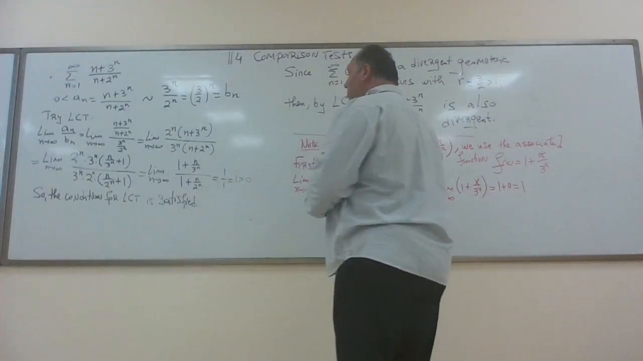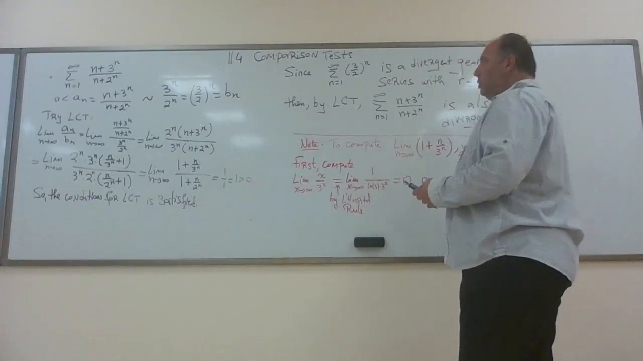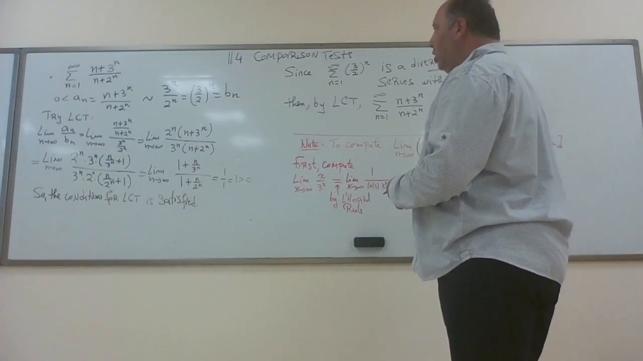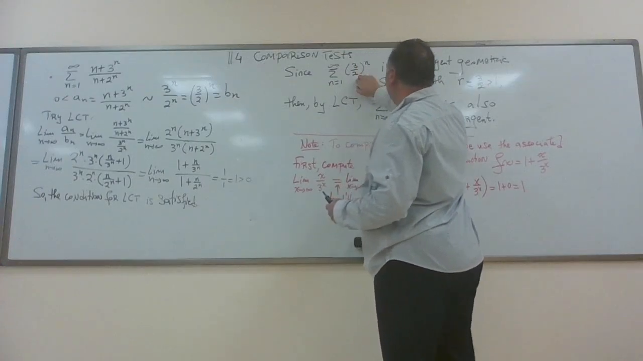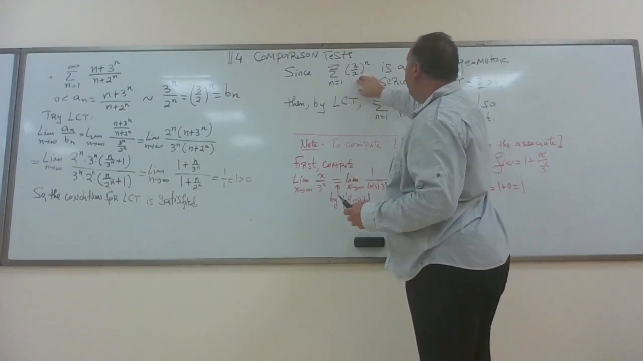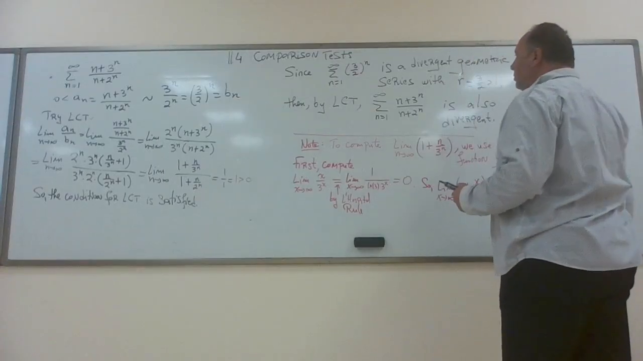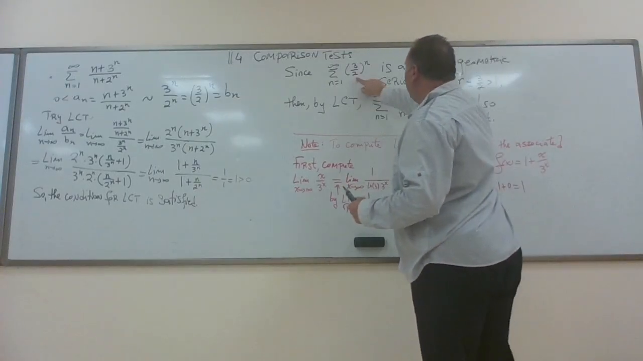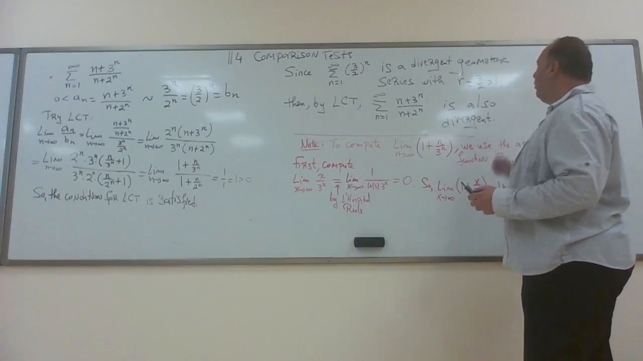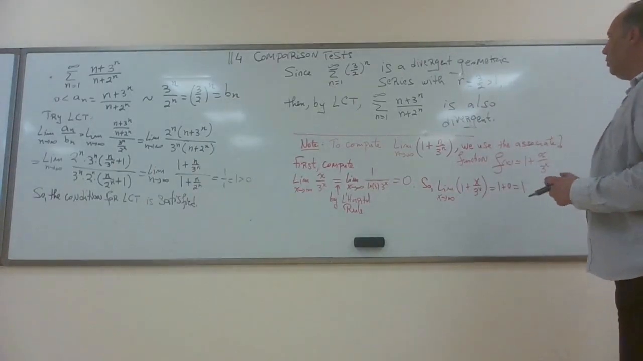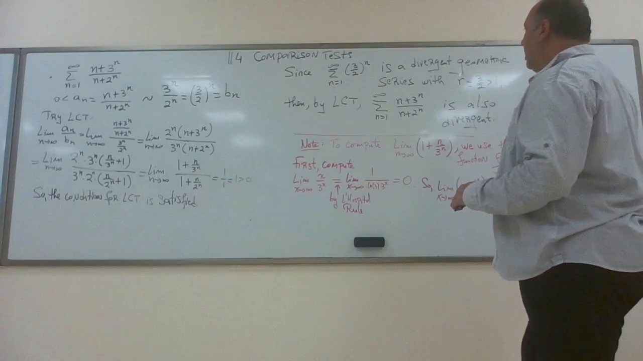The result says that both series are either convergent or divergent together. So now, looking at the comparison series, we realize that we have a geometric series with ratio 3 over 2. 3 over 2 is 1.5, which is bigger than 1. And we know for geometric series, when the ratio is bigger than 1, the series is divergent.